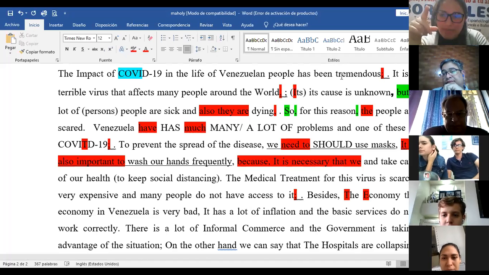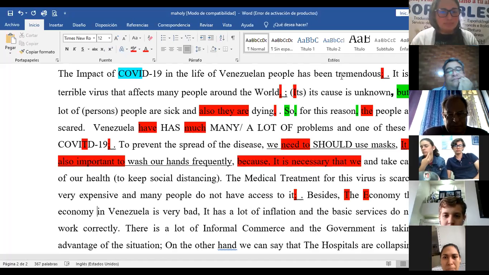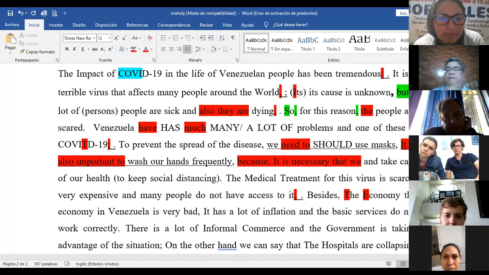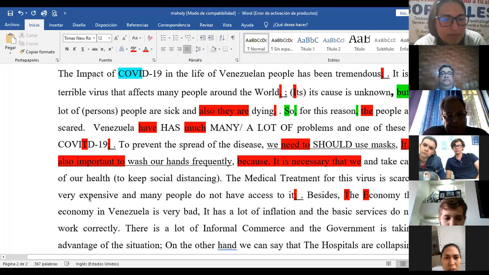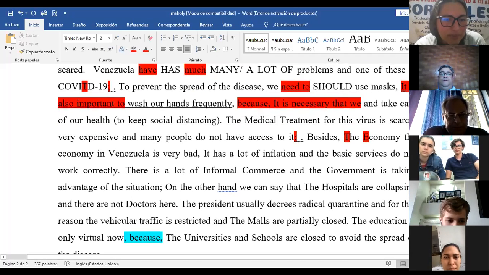Por ejemplo, si usted coloca "the national economy", ahí sí ya es diferente. Está hablando de la economía de ese país que usted ya mencionó antes. Muy bien, very good point. And what about the rest? Besides, the economy in Venezuela is very bad.